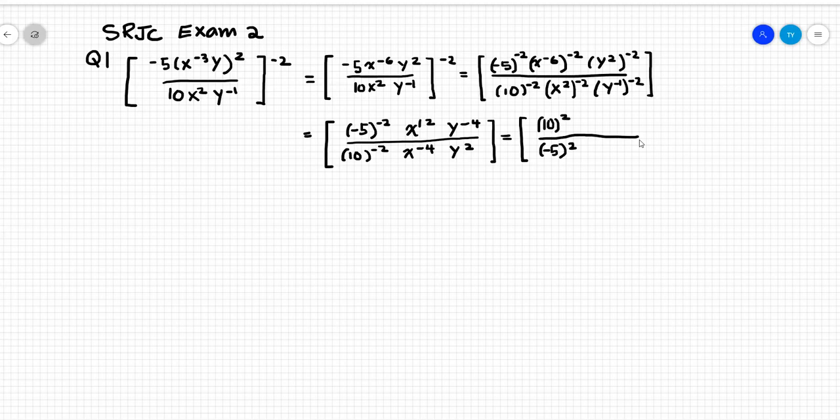x to the 12 is already positive, but x to the minus 4 is negative at the bottom, so I'm going to bring that up to the positive 4. And at the bottom I have a square, positive square, so I'm going to just leave it there. But y to the minus 4, I'm going to bring it down to make it positive, which is y to the 4th.